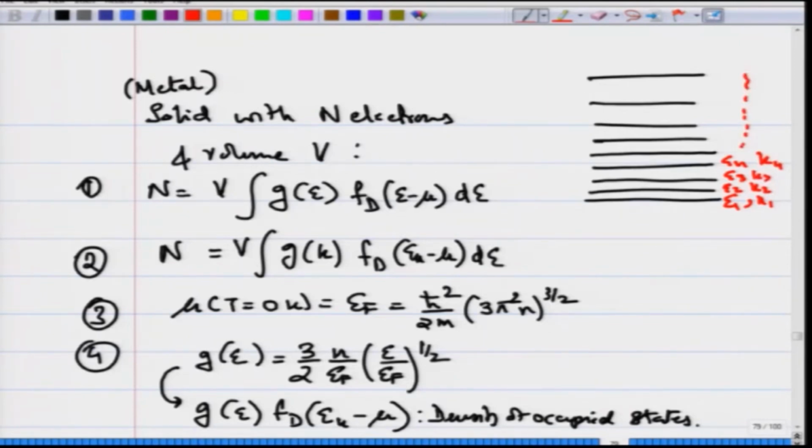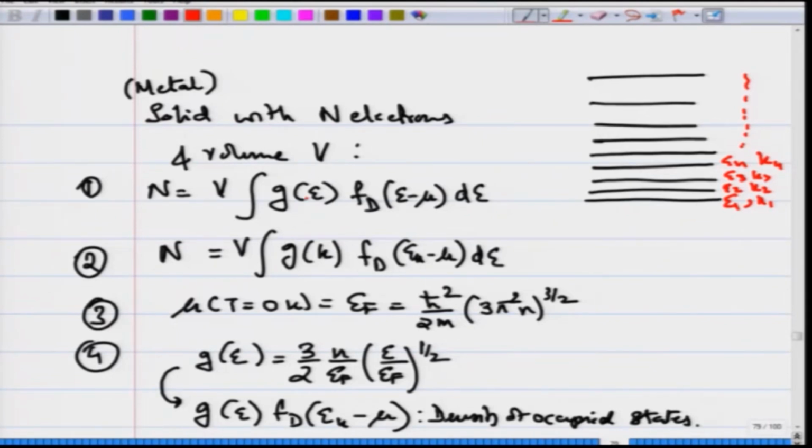With this idea, you can calculate the total number of particles inside the system. The total number of particles for a sample of volume V is equal to V integrated over the density of states times the probability of occupying a given state, integrated over all energies.